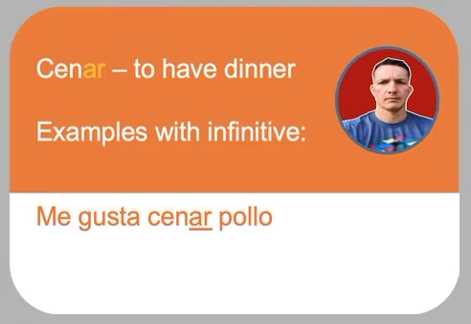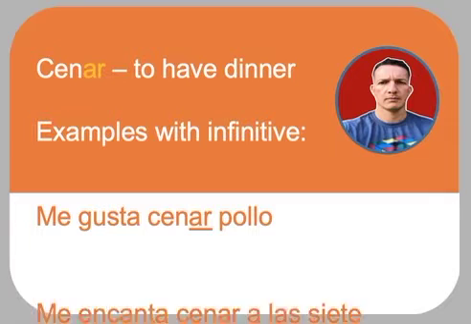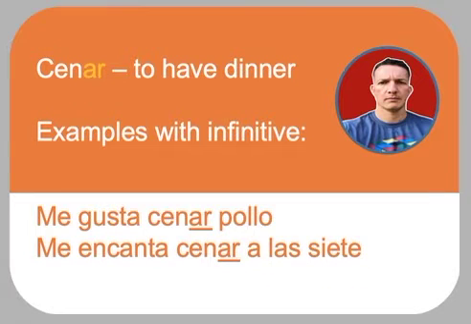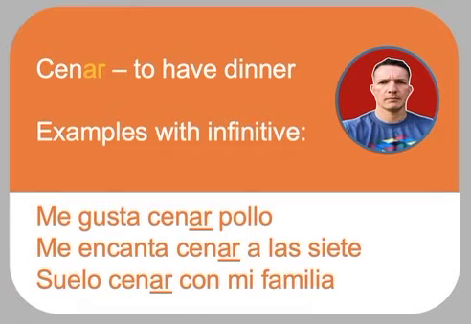So we might say, me gusta cenar pollo. I like to have chicken for dinner. Or, me encanta cenar a las 7. I love eating at 7 o'clock. Finally, and the one we've been looking at most recently, suelo cenar con mi familia. I usually have dinner with my family. Okay, so let's have a look at this new verb construction then.